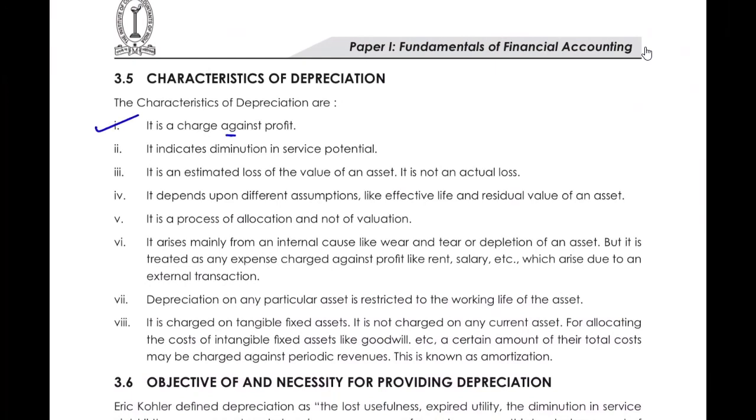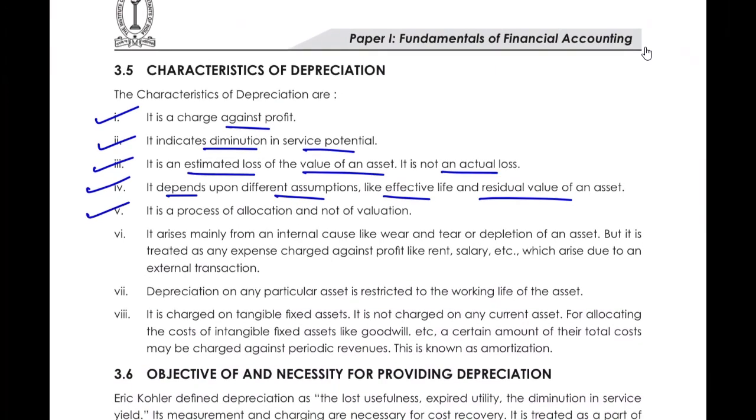It is a charge against profit. It indicates diminution in the service potential. It is an estimated loss of an asset. It is not an actual loss because we are calculating it on an estimate basis. It depends upon assumptions like the effective life, yeah, useful life, or the residual value of the asset.